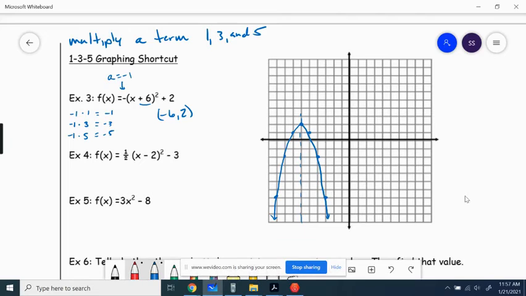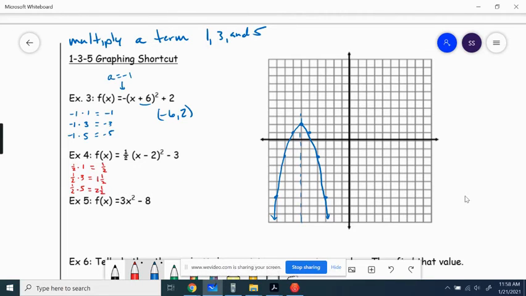All right, I'm going to switch up my color here. So my a term for number 4 is 1/2. So we're going to take 1/2 and multiply it by 1, 1/2 multiply it by 3, and 1/2 multiply it by 5. All right, so 1/2 of 1 is 1/2, right? Or 1 times anything is itself. 1/2 times 3 is 1.5, and 1/2 times 5 is 2.5.